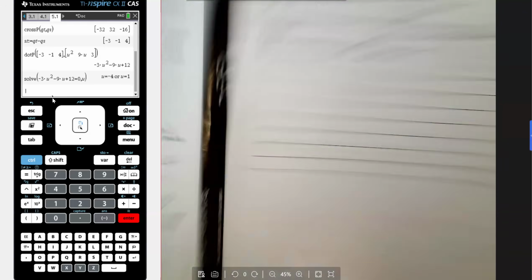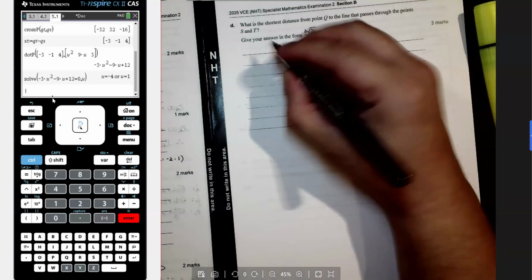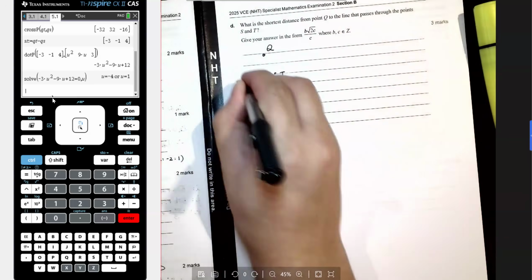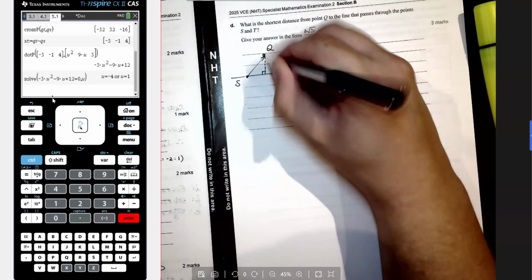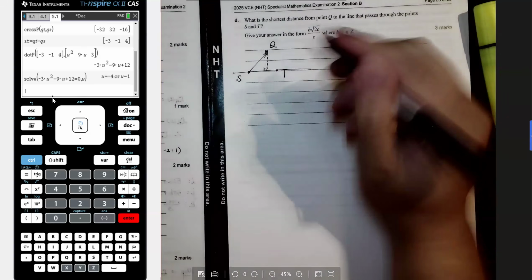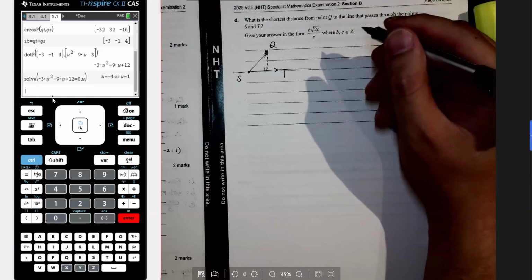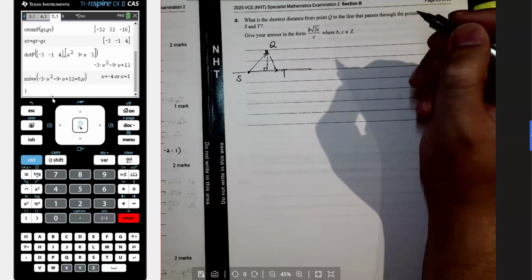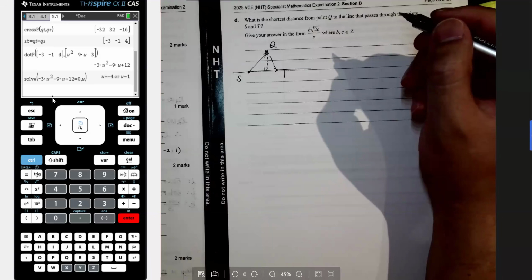Finally, what is the shortest distance from point Q to the line that passes through the points S and T? So let's say we have a Q, we have an S, we have a T. I would like to get the shortest distance from point Q to ST. Well, then we have multiple methods, and we can use whatever method we like. To be honest with you, I know there are at least 5 to 6 methods, but one method I'm going to apply here is calculus.